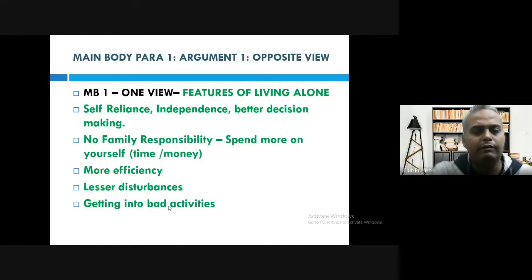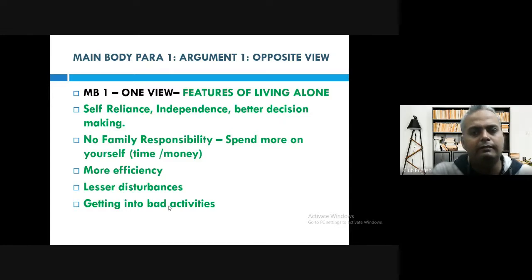Now, main body one, features. You are going to write one view, that is features of living alone. First you'll be writing the opposite side. These are the pointers which you would have jotted down after doing some brainstorming. It is like self-reliance, independence, better decision making. No family responsibility, so you can spend more on yourself, time and money both. More efficiency, fewer disturbances, getting into bad activities also. I mean, this is a feature, that's why you can write a negative one as well.